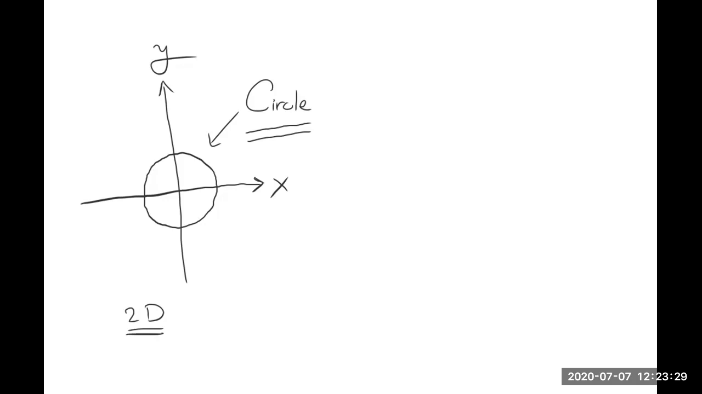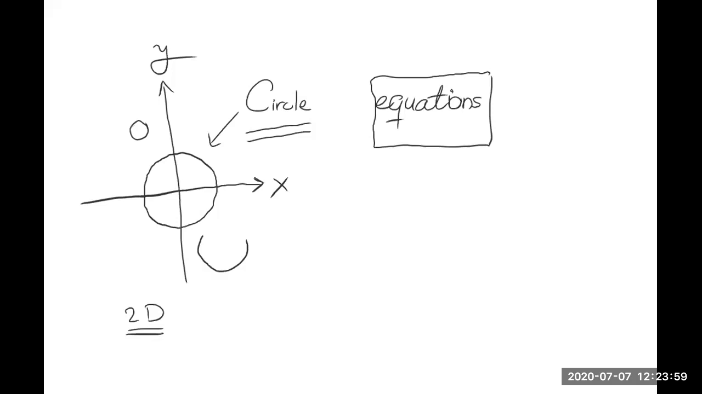Okay, so let's look at the circle. Actually, we can describe these objects using equations. So any geometric object, here we have circles of different sizes, different locations, different radii. We can describe them using an equation.